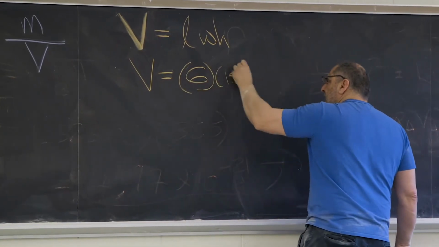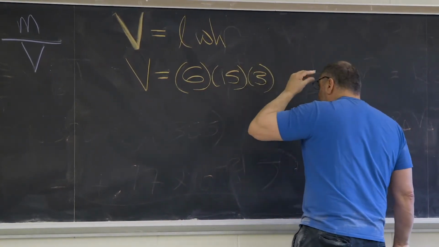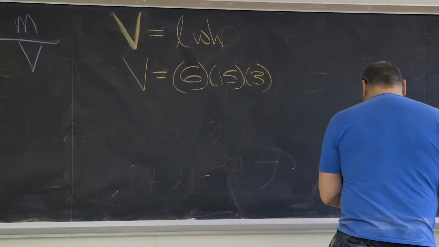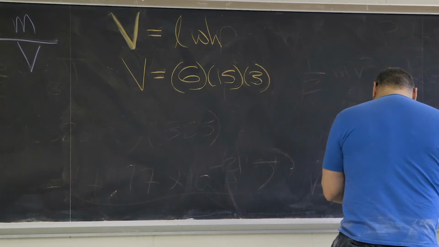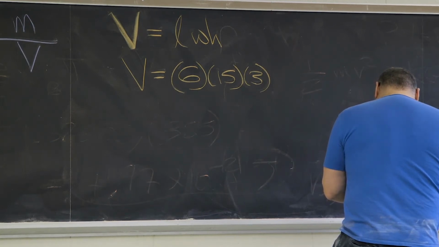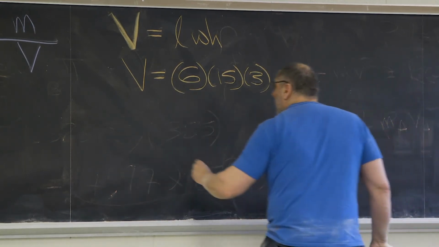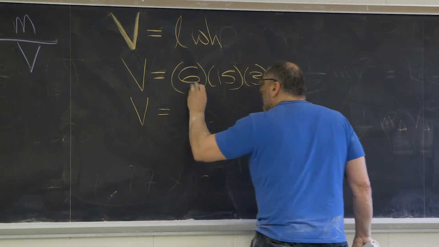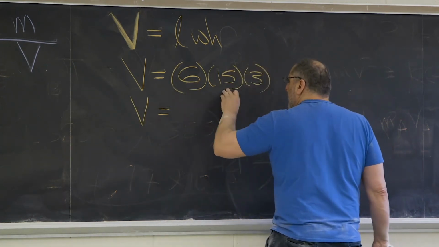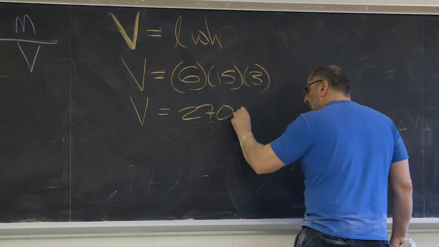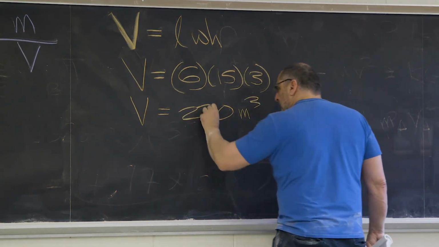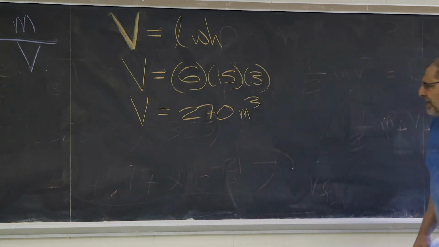6 by 15 by 3. These are all meters, guys. So you see here, 6 by 15 by 3. This times this times this. Let's see what we got here. This is 90 times 3, 270 cubic meters. That's the volume.